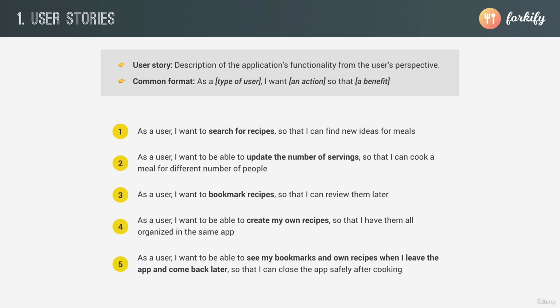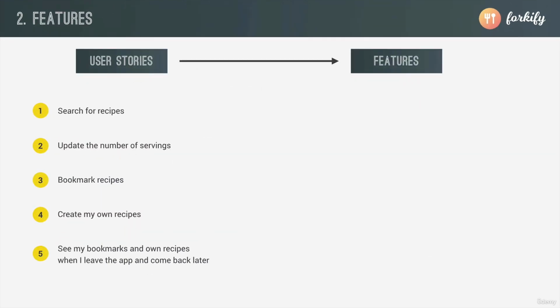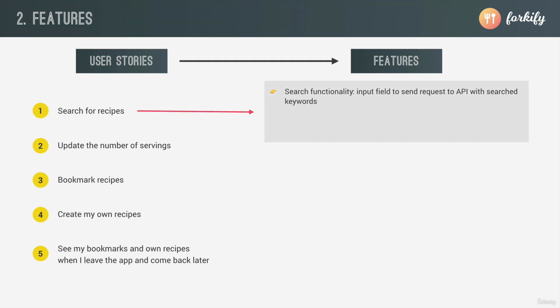All right, and once again, let's kind of pretend that we came up with all these user stories while brainstorming for this application. And so now we can use all these user stories for our next step and come up with the features that we need in the application. So first, the user wants to search for recipes. And so therefore, our application should have a search functionality, which is basically an input field which will send requests to an API with the searched keywords.